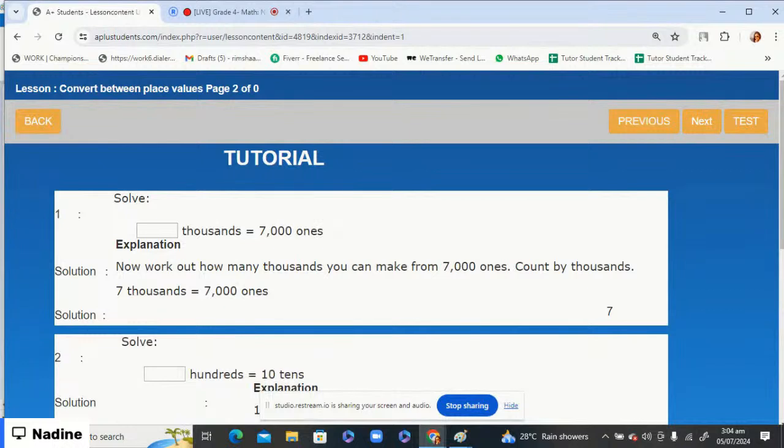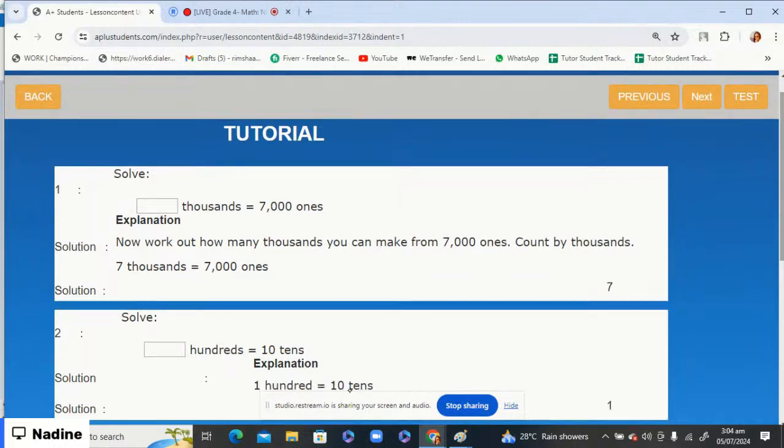So this is basically the thing. Now we are going to work out 7,000 ones. How can you make thousands from 7,000 ones? Count by thousands. If you have 7,000 ones, it means that you make 7 thousands. Okay. Now for the next one, check it out.